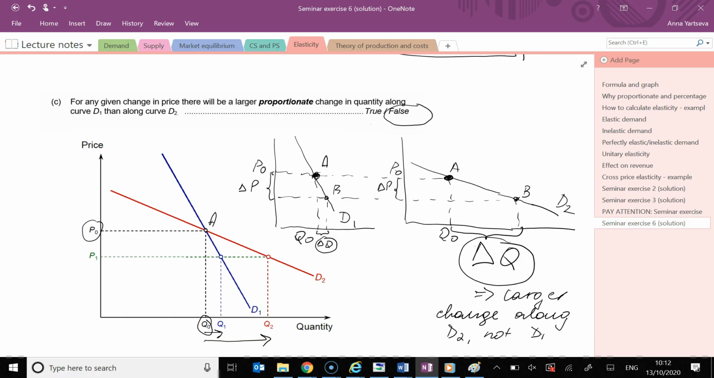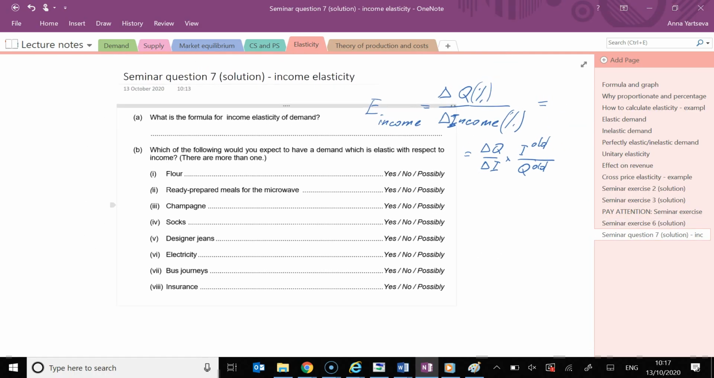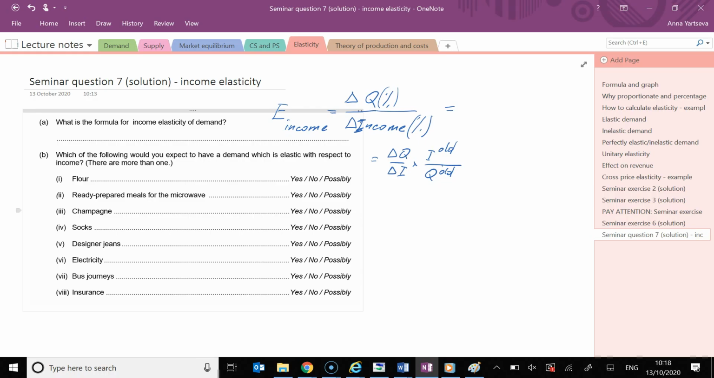Next exercise. I think we've covered more or less everything here. Next, a very simple exercise. Have a look at exercise 7. Income elasticity of demand. Please write down the formula and recall what exactly it means. Income elasticity is not always negative. It doesn't have to be negative, unlike price elasticity. Income elasticity can be both negative and positive.